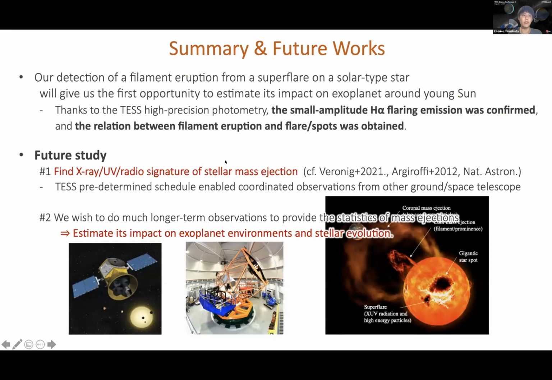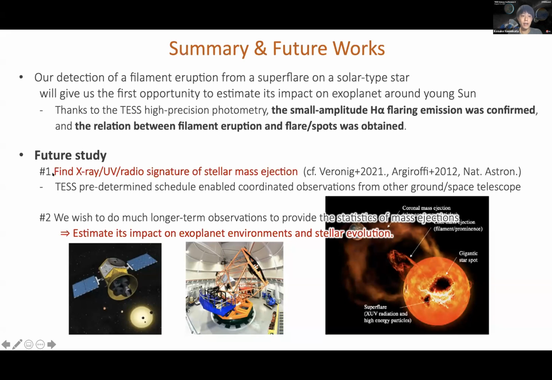So this is a summary and future work. Our detection of filament eruption from a superflare on a solar-type star will give the first opportunity to estimate its impact on the exoplanet environment around the young Sun. And thanks to TESS high-precision photometry, the small-amplitude H-alpha flaring emission and absorption component was firstly confirmed, and the relation between the filament eruption and the flare and spot configuration was obtained.